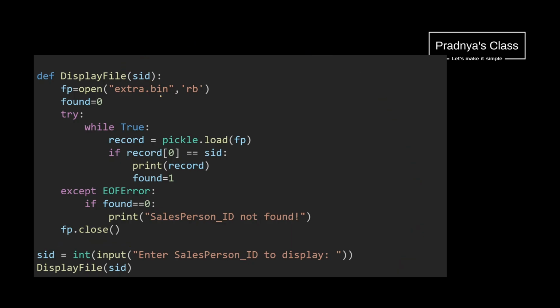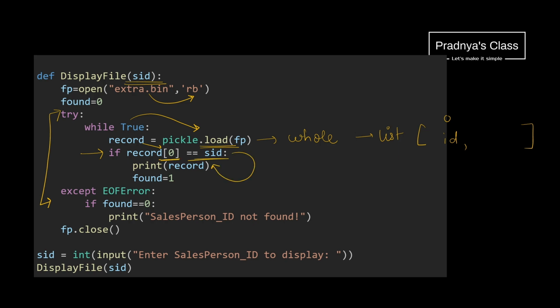Let's check out the remaining code. We are opening the extra.bin file in the read mode. Using a try except block, we are handling the end of file exception. Inside the infinite while loop, we are loading the content of the extra.bin file. Actually, we got the whole file content, but we are not going to print that. For the specified salesperson ID only we are going to print. For that we are comparing. In the list we got the data and we know that at the 0th index we have the ID in the list. So using the index we are comparing both, and if both are equal we will print that whole record.